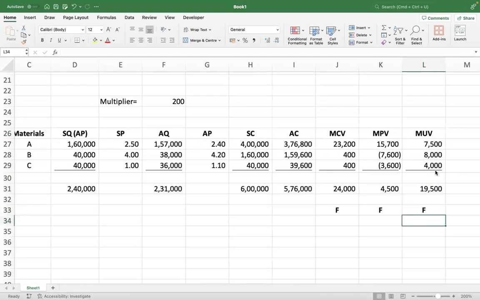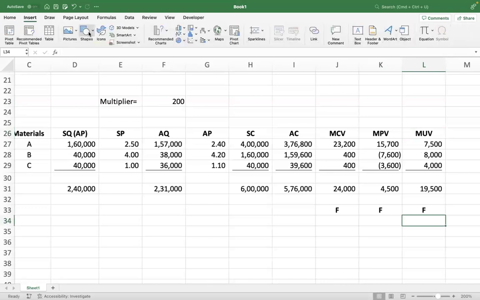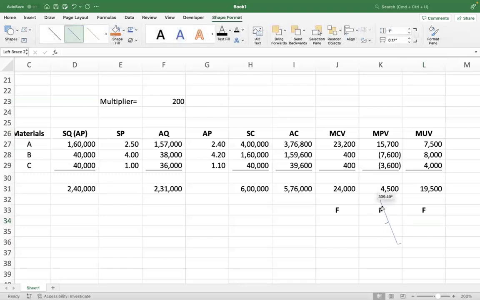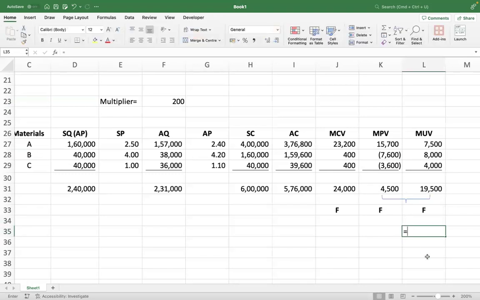Now, what you should do always is check. If I take a total of these two, the price variance and the usage variance, what is the value you get? 4,500 plus 19,500 is nothing but 24,000, which is nothing but your material cost variance. So we have been able to establish that material cost variance can be broken up into price variance and usage variance.